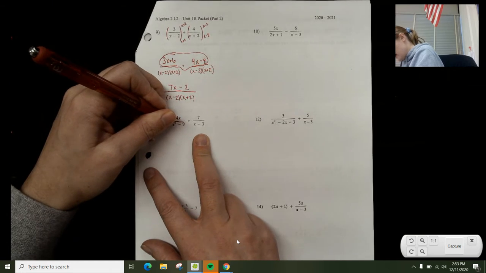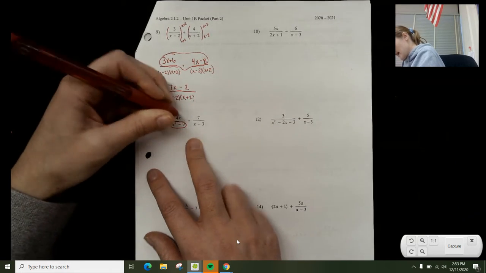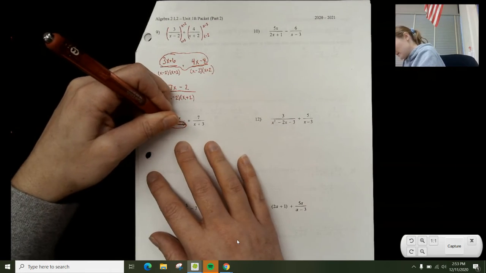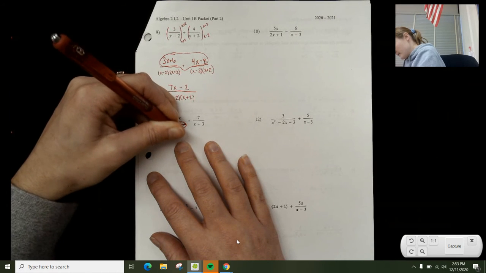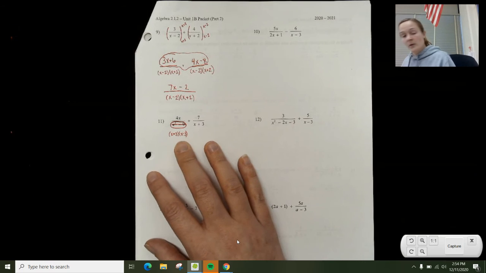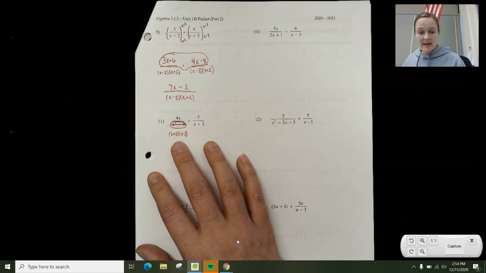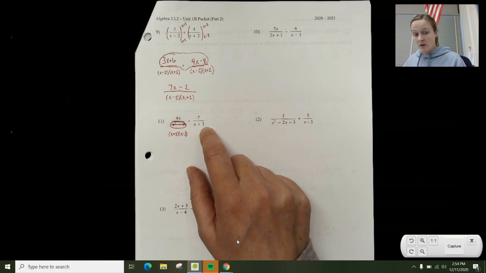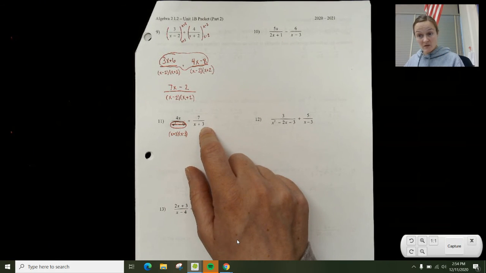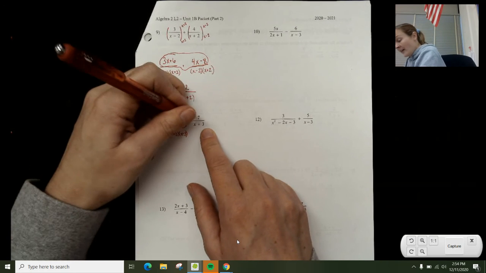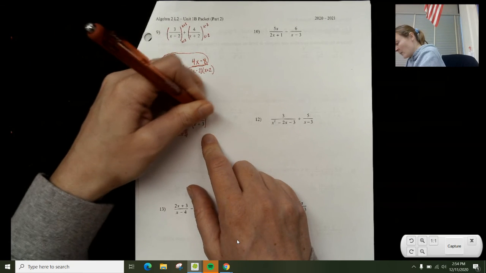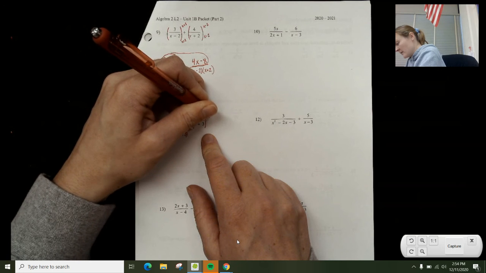I know that I can factor x squared minus 9 to be x plus 3, x minus 3. And when I factor that, I notice that this has both x plus 3 and x minus 3 in the denominator. This one has x plus 3, but it's missing x minus 3. So in order to get the common denominator, all I have to do is multiply this second one by x minus 3.